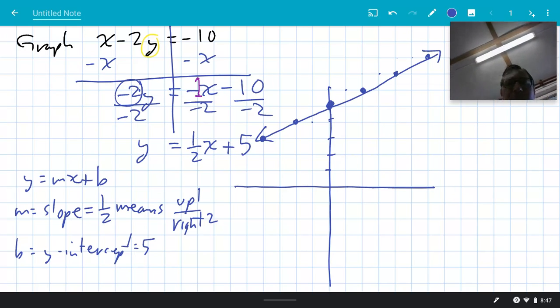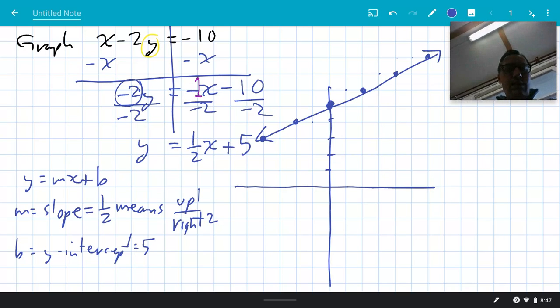I hope that that helped you understand how to graph a linear equation that started out in standard form, my mistake.